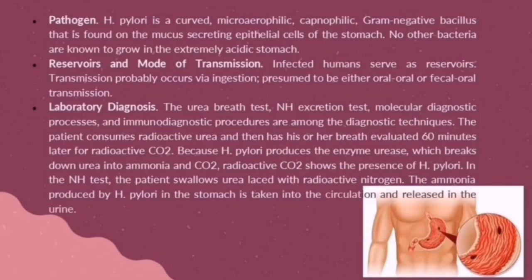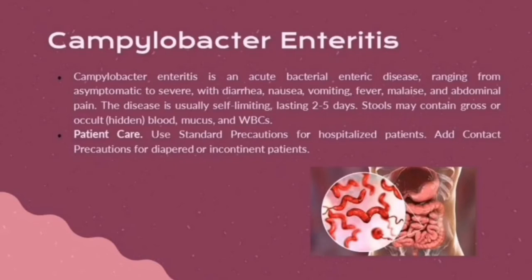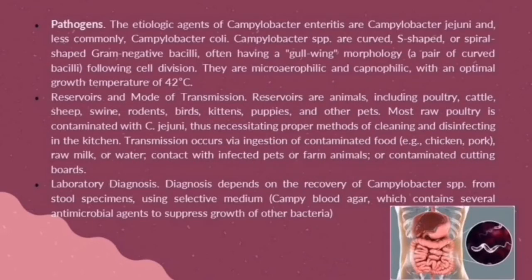Campylobacter enteritis. Campylobacter enteritis is an acute bacterial disease ranging from asymptomatic to severe, with diarrhea, nausea, vomiting, fever, malaise, and abdominal pain. The disease is usually self-limiting, lasting 2 to 5 days. Stools may contain gross or occult blood, mucus, and WBCs. Patient care: use standard precautions for hospitalized patients and add contact precautions for diapered and incontinent patients.